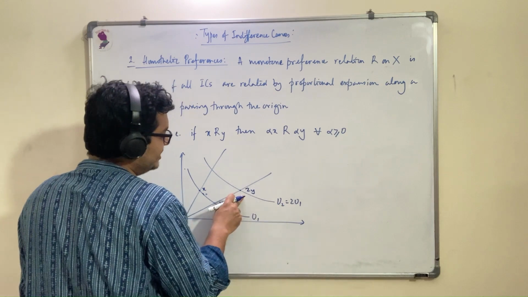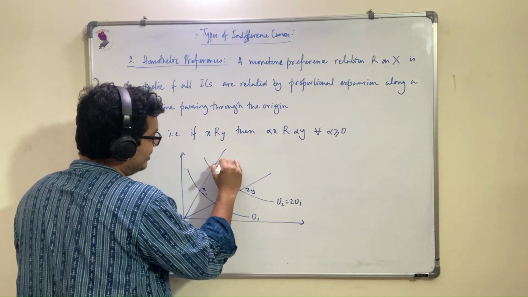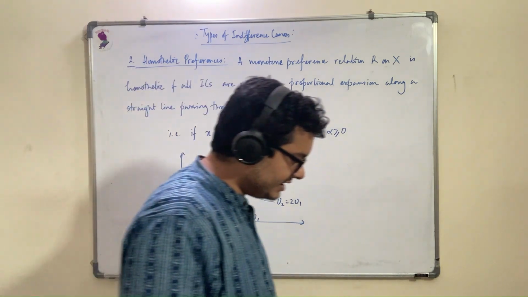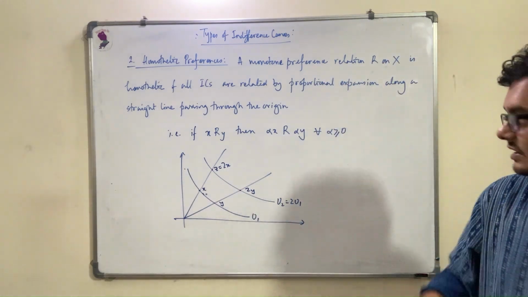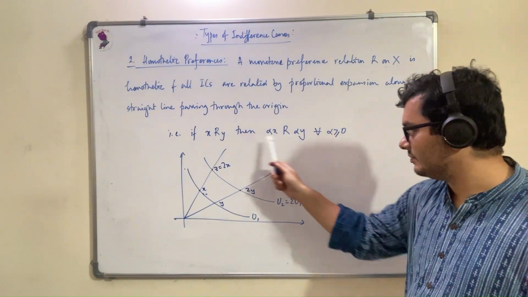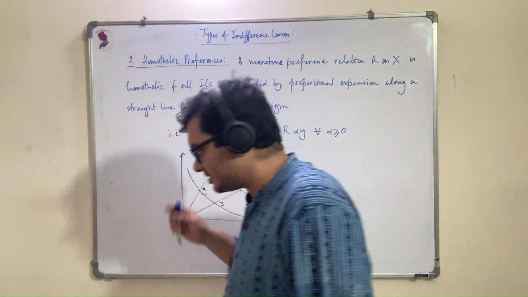then homotheticity means that this point z will be 2x. It has to be 2x. It cannot be anything else. So that is why the relation R remains intact as long as we multiply x and y, each of them, by the same number. That is homotheticity.